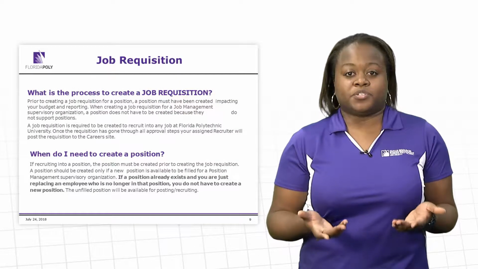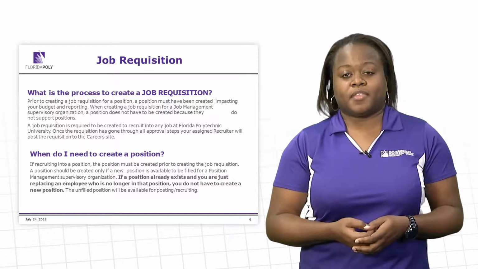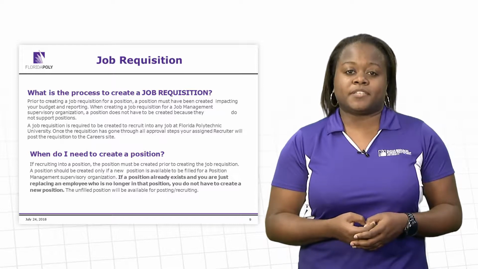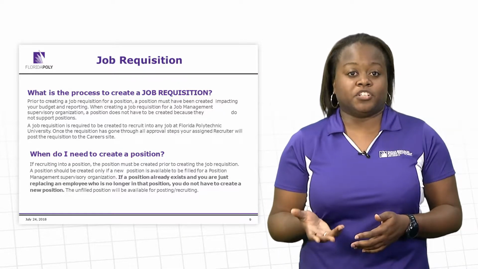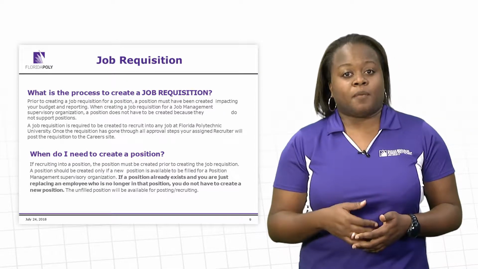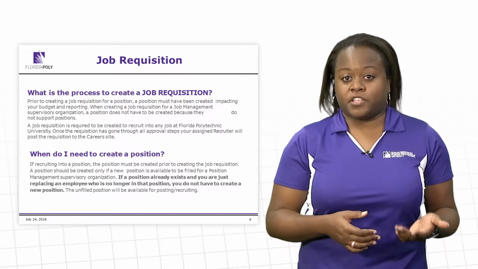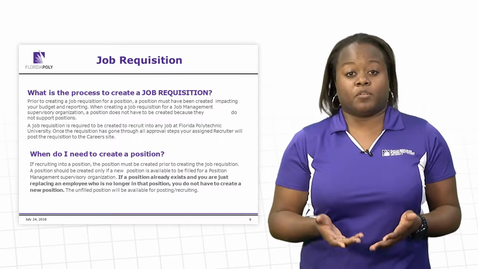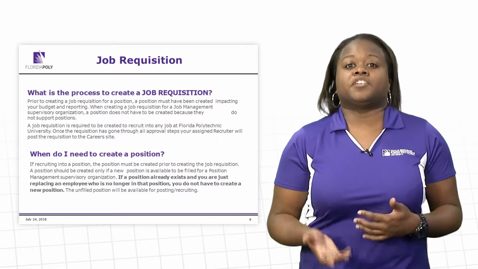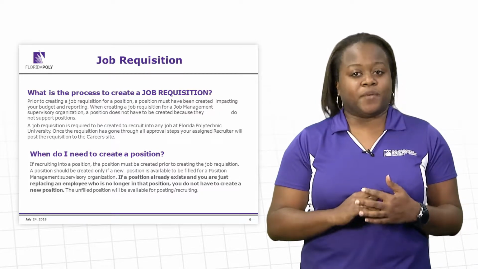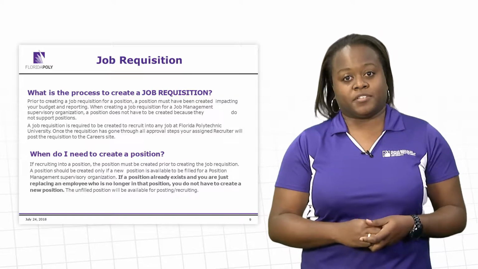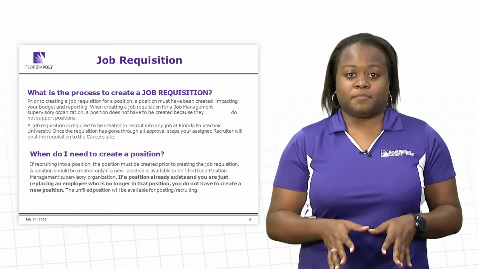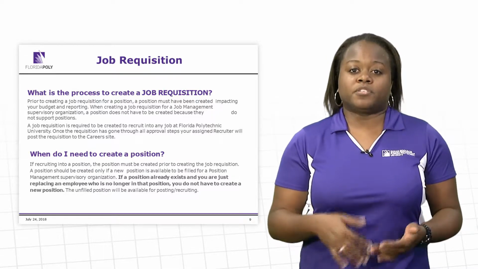What is the process to create a job requisition? Prior to creating a job requisition for a position, the position must have been created, impacting your budget and reporting. When creating a job requisition for a job management supervisory organization, a position does not have to be created because they do not support positions. A job requisition is required to be created to recruit into any job at Florida Polytechnic University. Once the job requisition has gone through all the approval steps, your assigned recruiter will post the requisition to the career site.